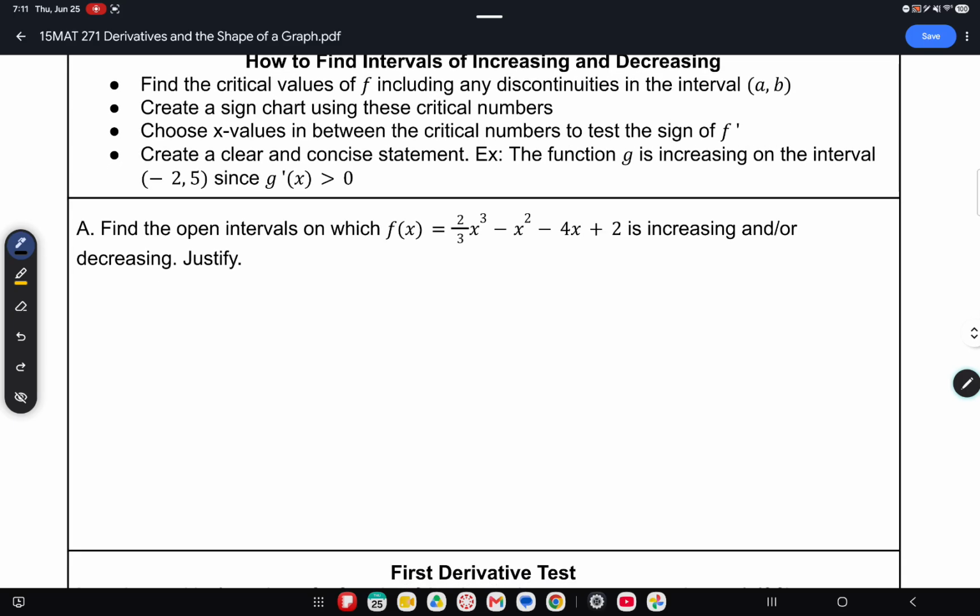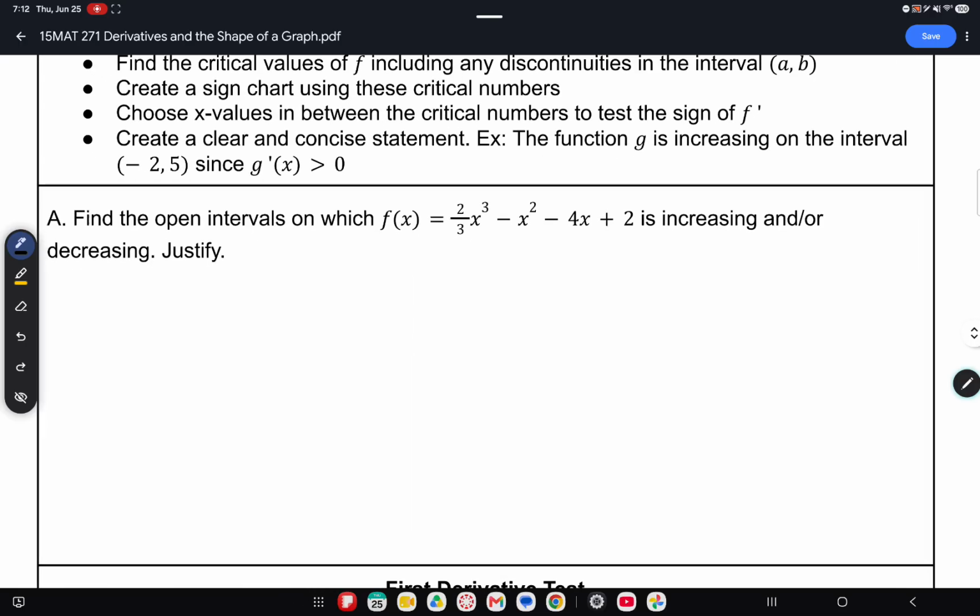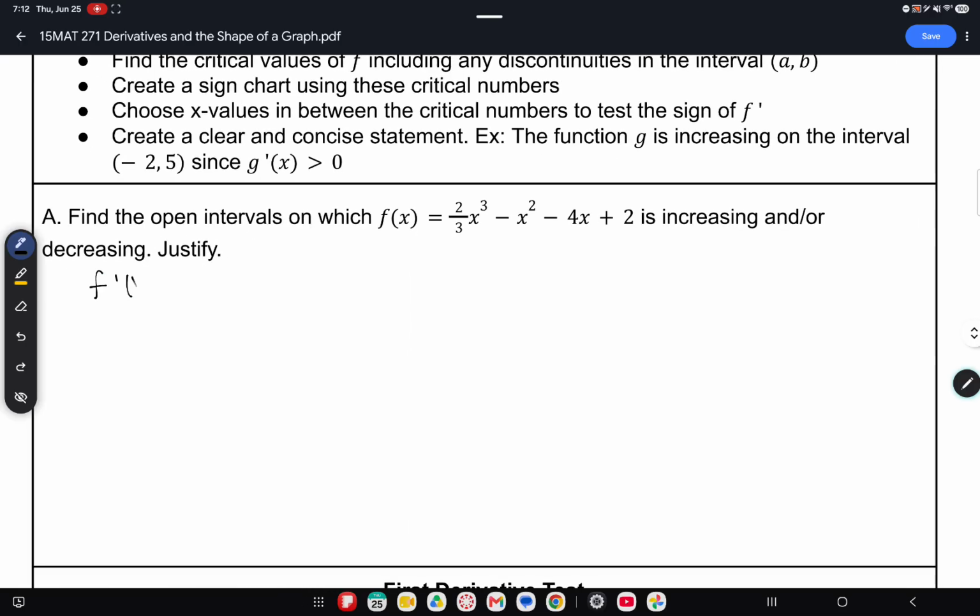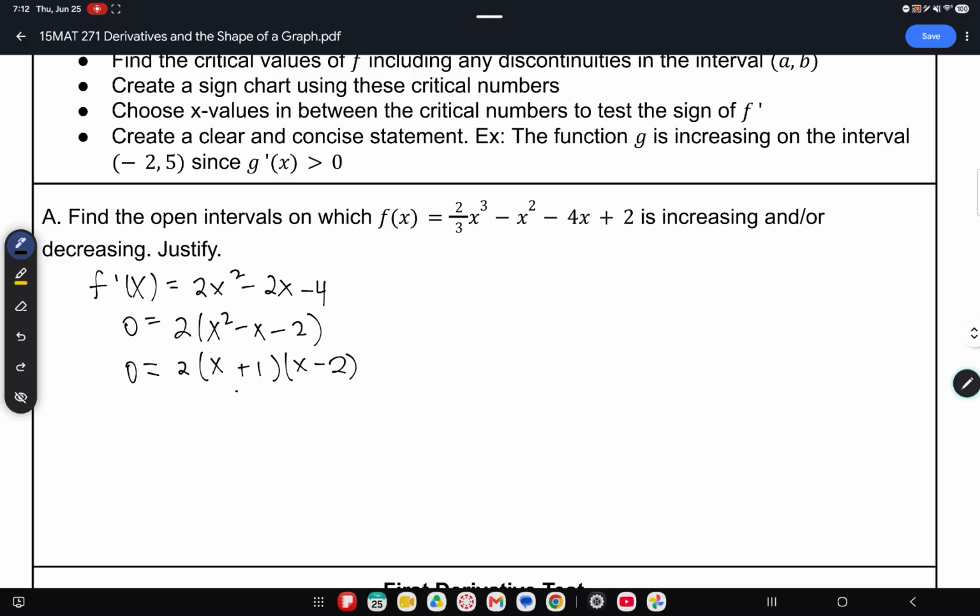So, all right, find the open intervals for which this function is increasing and or decreasing. So, all right, we need a derivative. So that's going to be 2x squared minus 2x minus 4. I want to find the critical numbers. So I want to set that equal to 0. I think I can factor out a 2 here. So x squared minus x minus 2. And I think I can find two numbers that multiply to negative 2 and add to negative 1. So negative 2, positive 1, which actually means the critical numbers are negative 1 and 2.